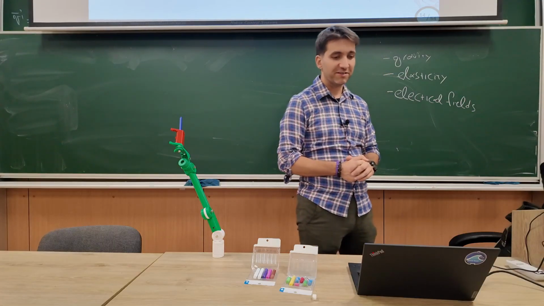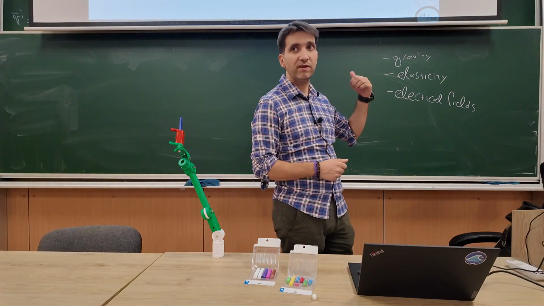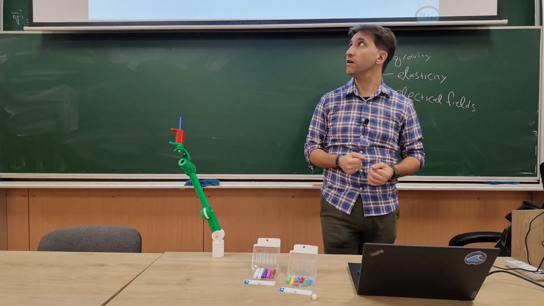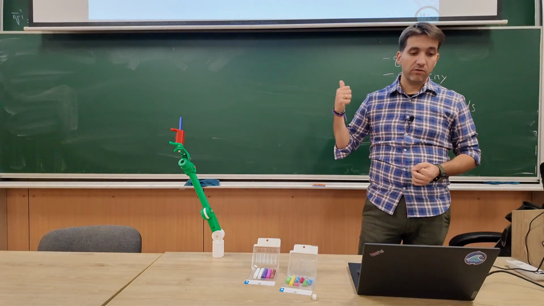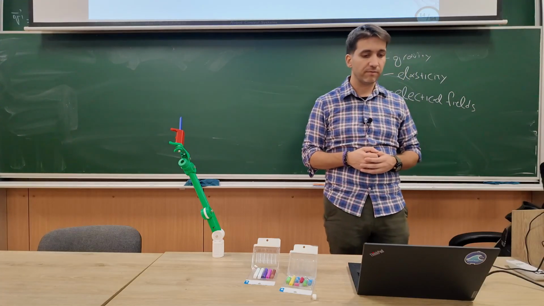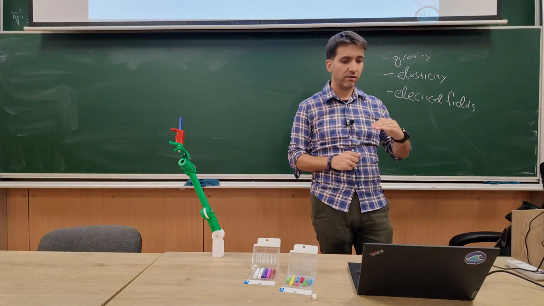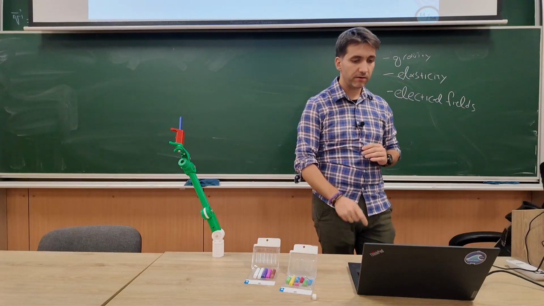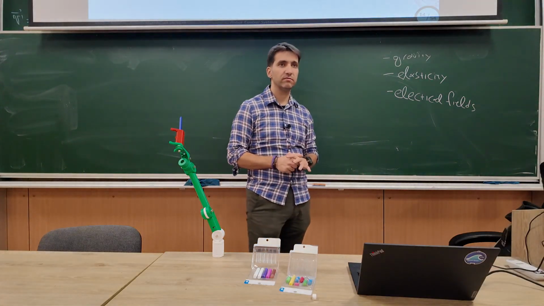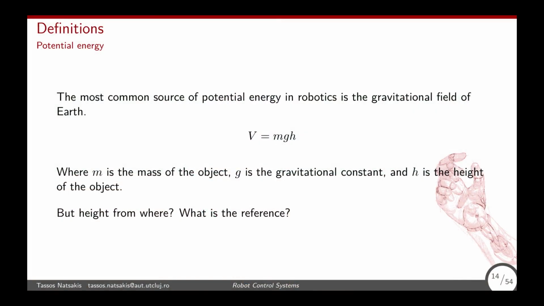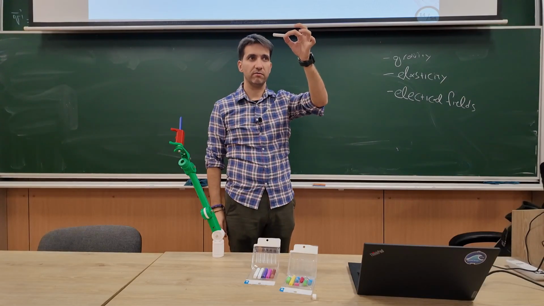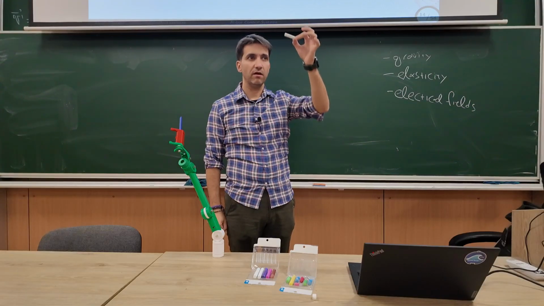Right, mgh, correct. So V is the typical letter we use for potential energy. And indeed, for gravity, it would be mgh, where m is the mass of the object, g is the gravitational acceleration, and h is the height of the object, right? But height from where? Now, when I say mgh for, let's say, this piece of chalk, what height am I talking about? We need to have a reference point.